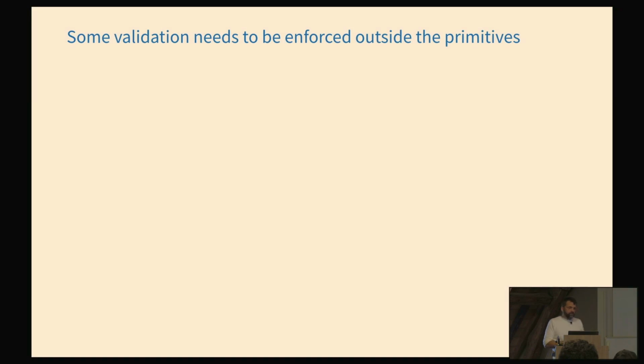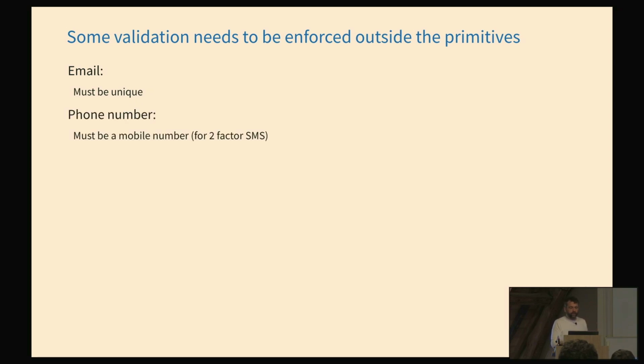Some of the validations that we've talked about now cannot be enforced in the primitives. So one example, email must be unique. This is super hard to test for within one class because you probably want to talk to the database. Similarly, if we want to check if a phone number is a mobile phone number, that's also super hard to check for because different countries have so many different rules of what numbers are mobile numbers and what are normal wired phone numbers. So there's even a separate library for this from Google for looking this up.